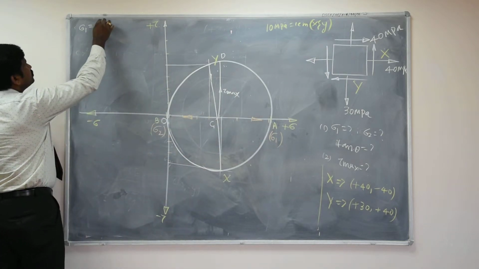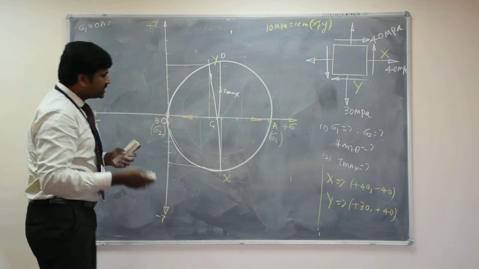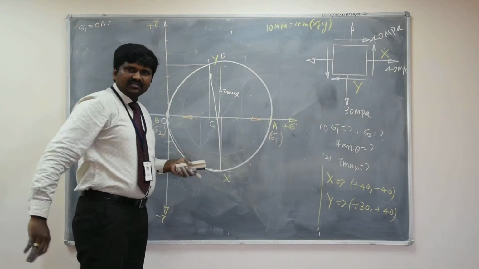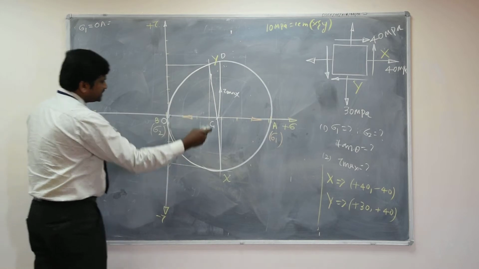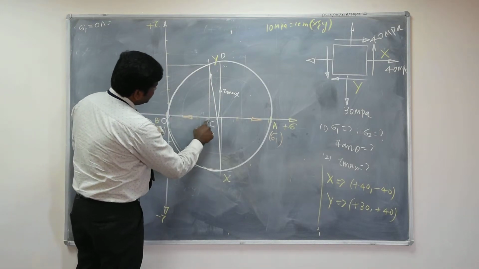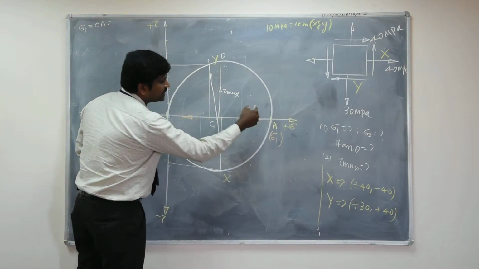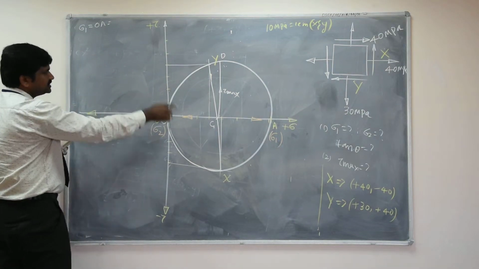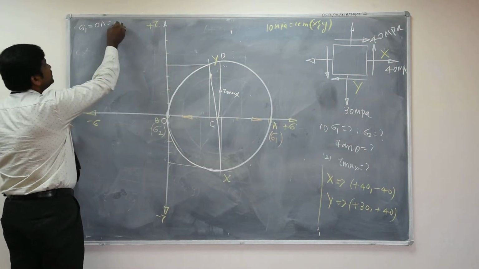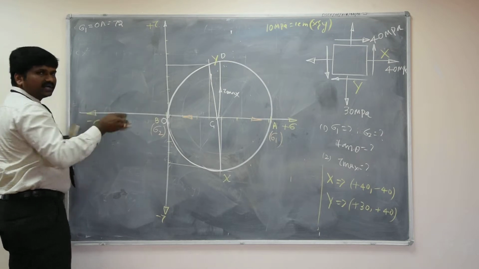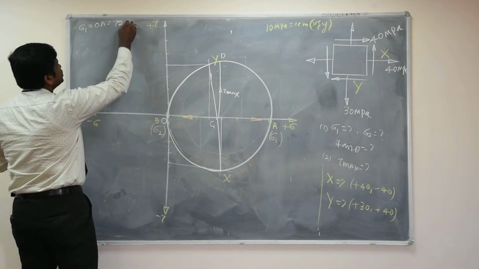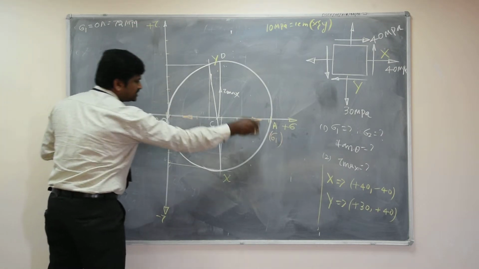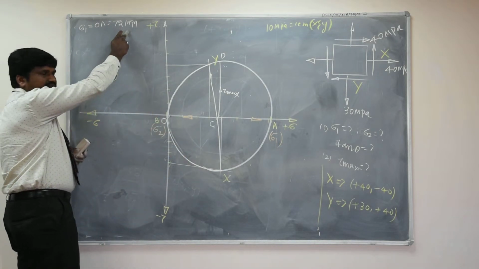So O to A. You take any linear scale and just measure it directly, that's all, no need of conventional things. So if it is, for example, 10, 20, 30, 40, 50, 60, 70, around 72 MPa. So this is not an exact solution, it is an approximate solution. If you do it on a graph sheet, you will get exact solutions. So approximately with respect to this diagram, it is around 72 MPa.